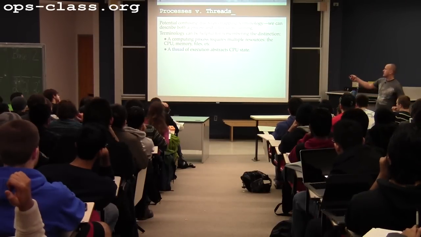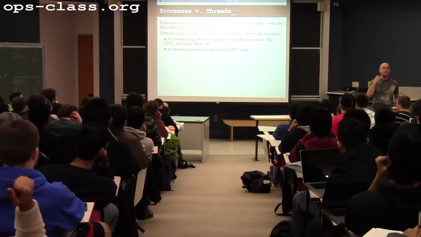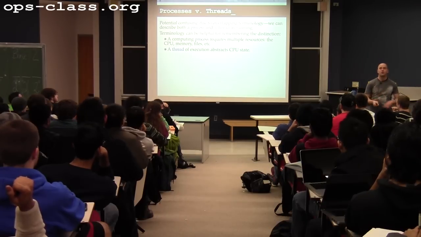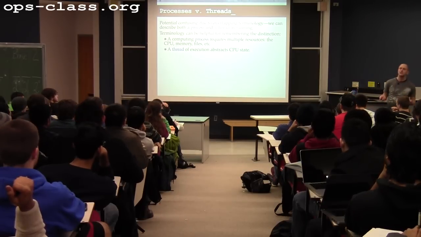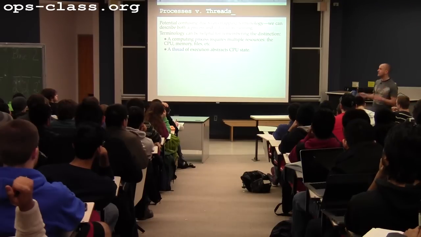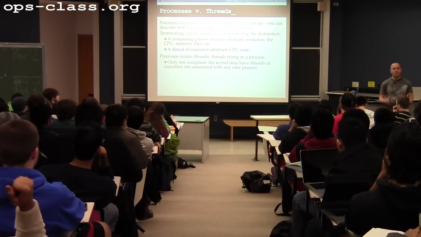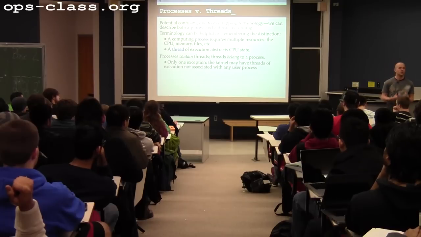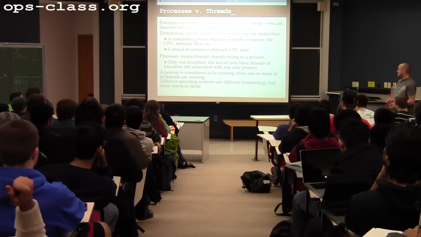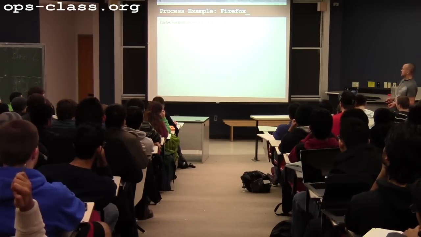And again, a thread of execution really is tied to the CPU state, whereas a process or a task, application, job, program is this more broad category, right? And every thread has some process that it belongs to. And we're going to actually talk about this.